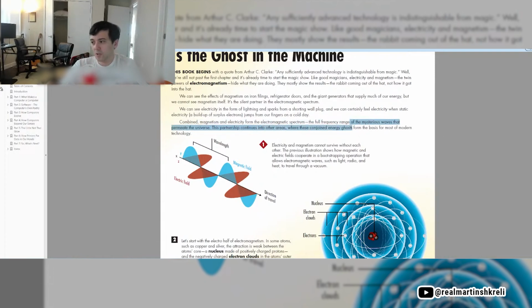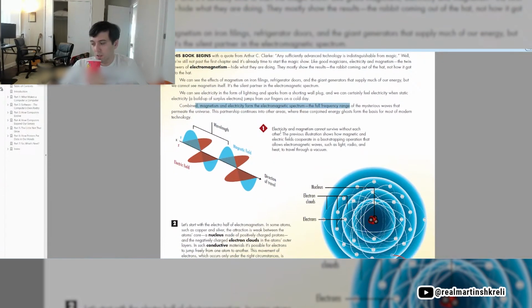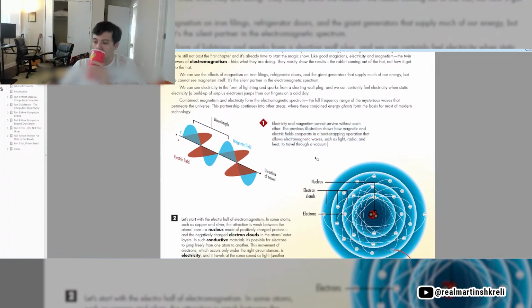This partnership continues into other areas where these conjoined energy ghosts form the basis for most of modern technology. Electricity and magnetism cannot survive without each other. The previous illustration shows that magnetism and electric fields cooperate in a bootstrapping operation that allows electromagnetic waves such as light, radio, and heat to travel through a vacuum.